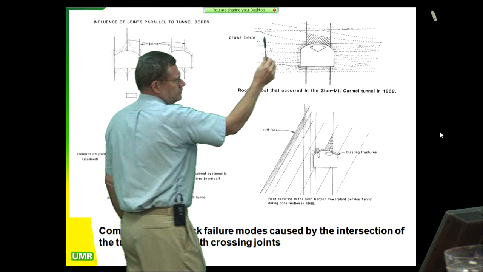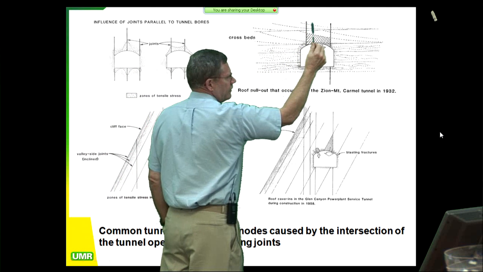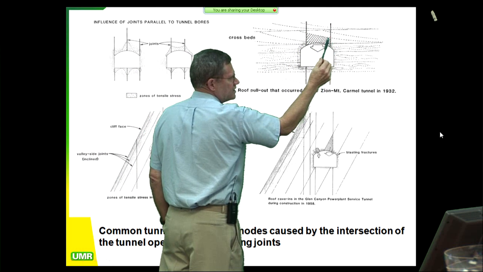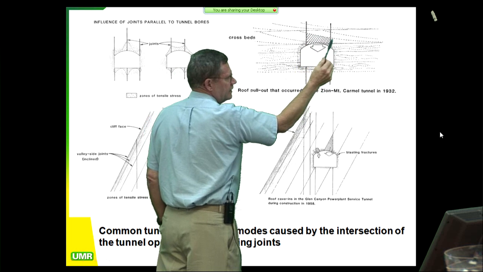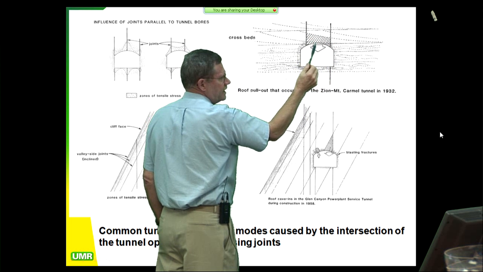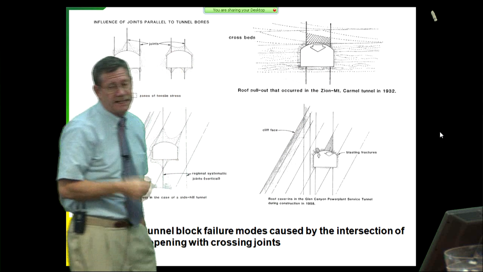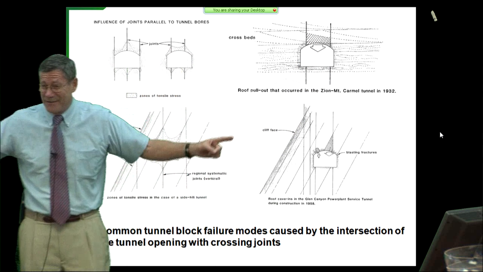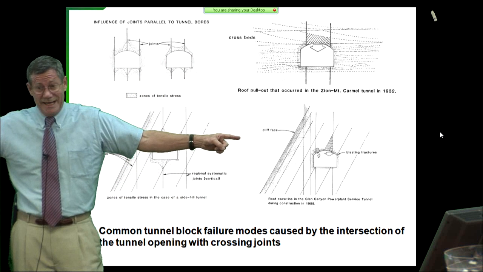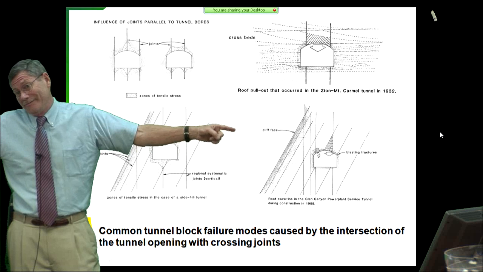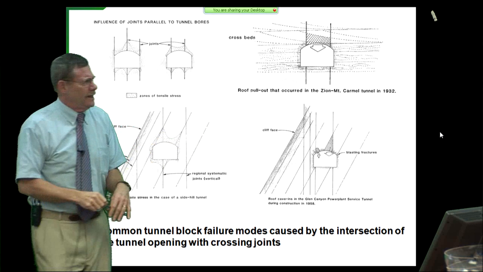Why? Well, because you've got a zero tension boundary here, a zero tension boundary there, and along this crossbed you just have the tensile strength of the sandstone right there. As soon as that tensile strength is exceeded by the weight of this block, down comes the block on everybody in the tunnel. That's what happened. 270 feet long. That is a football field. That's a big block. So nobody survived that one.